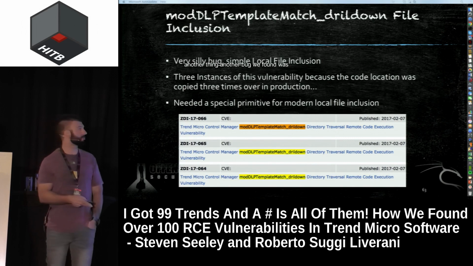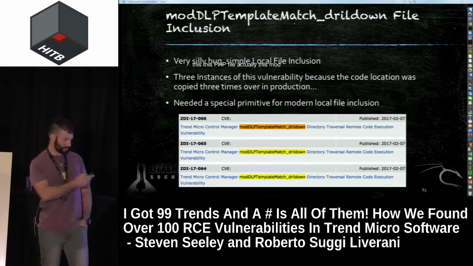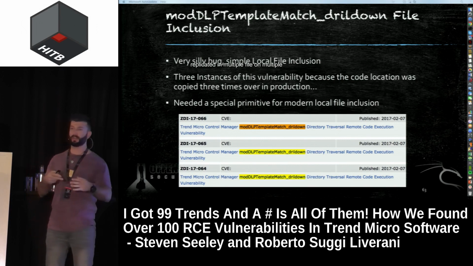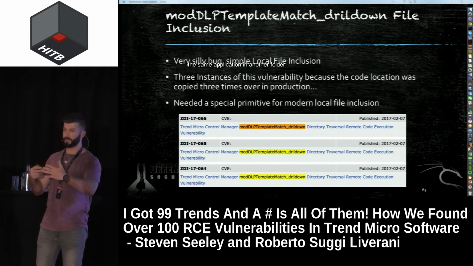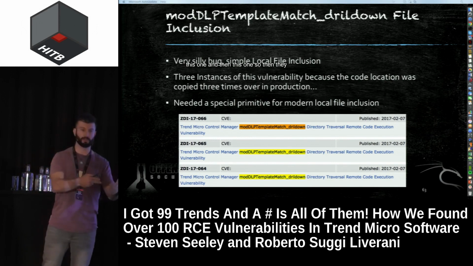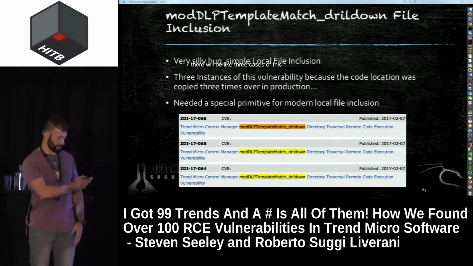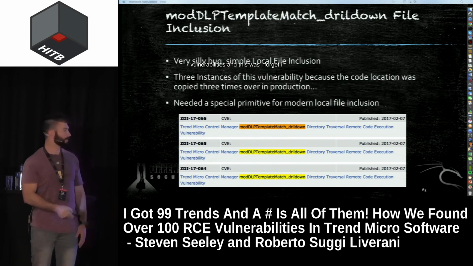Also, another bug we found was in this PHP file, actually. This mod DLP template match drill down thingy. A lot of this PHP code was replicated in multiple folders. So they would have a mini PHP application in one folder and the same application in another folder. So if there was a vulnerability in this particular application, it's going to be in this one and then this one. So they would just replicate their own vulnerabilities in their own product. There'll be 3 cases of this one bug because, you know, they replicate vulnerabilities.